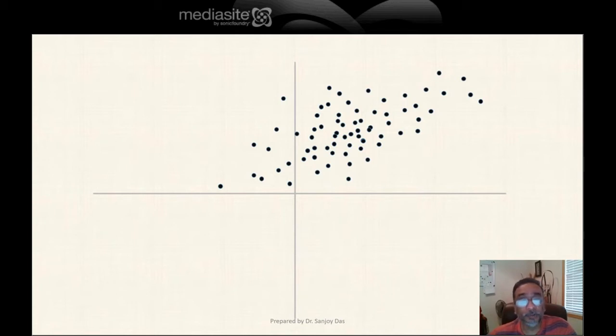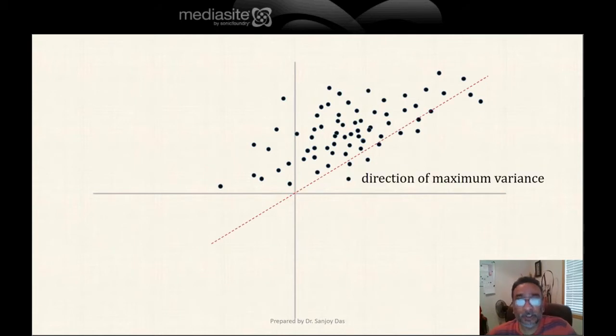And in order to reduce the number of dimensions, in PCA, we exploit the covariance of the scatter plot. So you can see that it's not like they're all randomly scattered. There is some covariance between the two-dimensional points, and that's what we have to exploit in PCA.